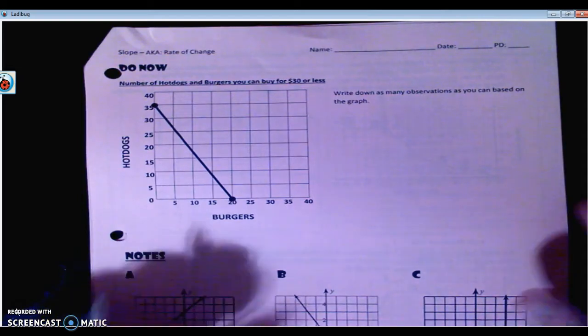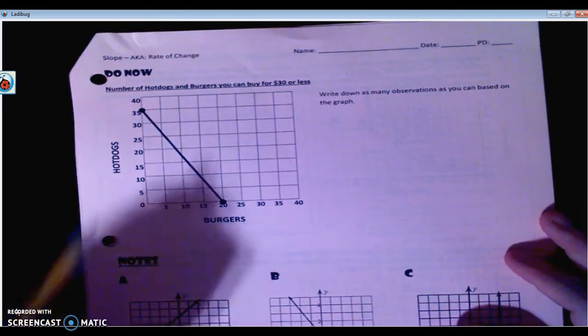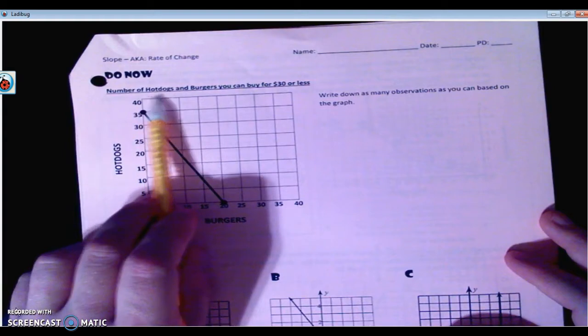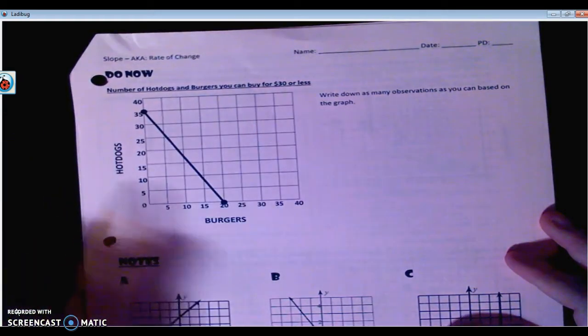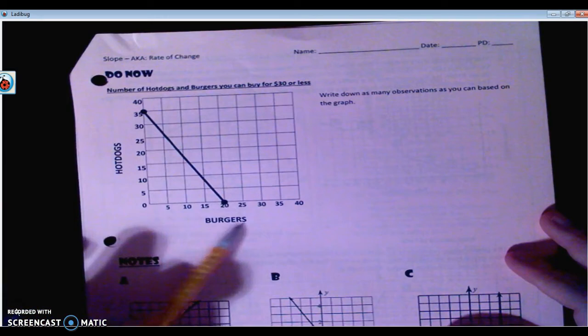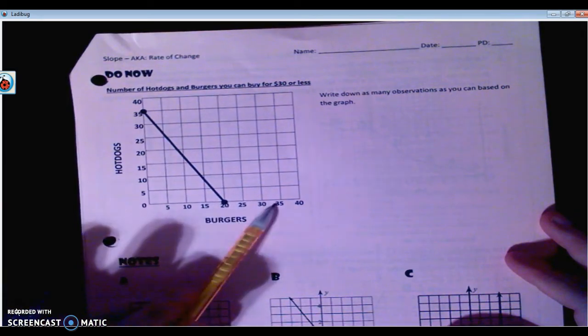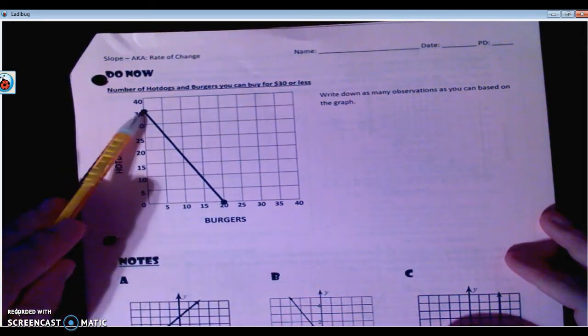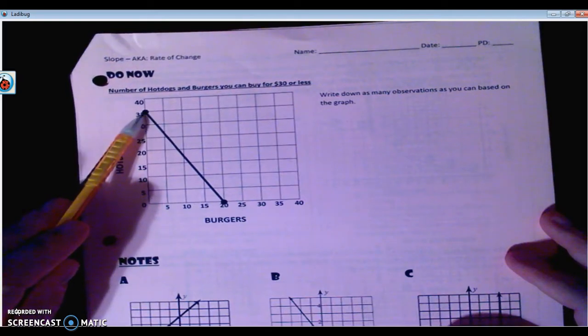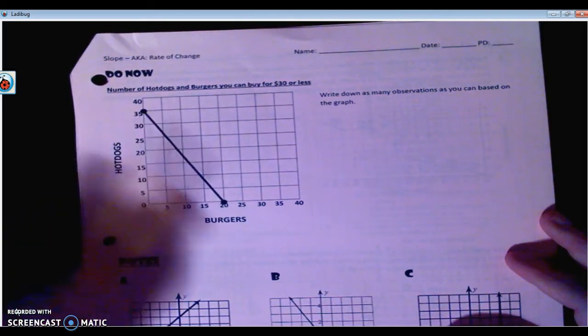All right. So here's some things that we can take a look at. We want to take a look at the title, number of hot dogs and burgers you can buy for $30 or less. We want to pay attention to our X and our Y axes. So this is representing the number of burgers I can buy, and this represents the number of hot dogs.